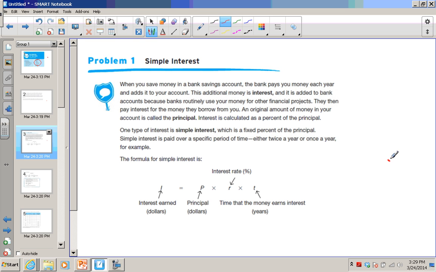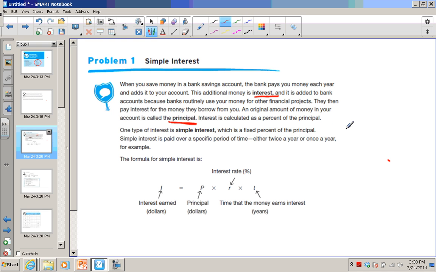When you save money in a bank savings account, the bank pays you money each year and adds it to your account. This additional money is interest, and it's added to bank accounts because banks routinely use your money for other financial projects. They then pay interest for the money they borrow from you. An original amount of money in your account is called the principal. So, however much money you put in your bank account to start with is your principal.